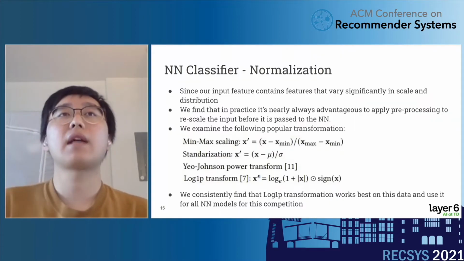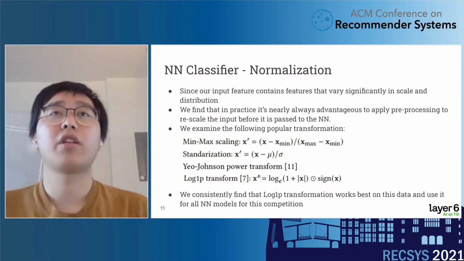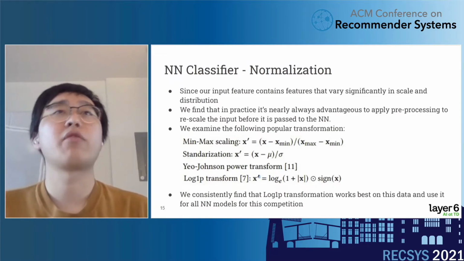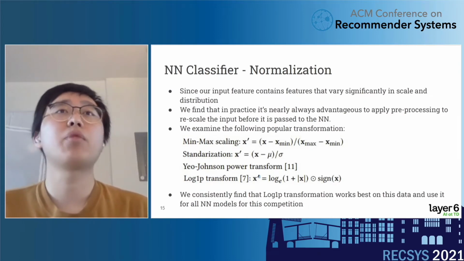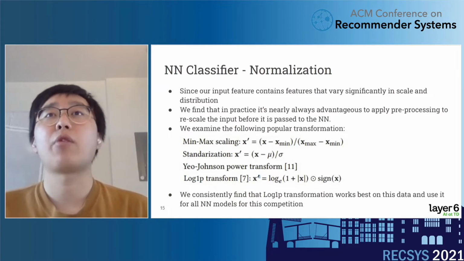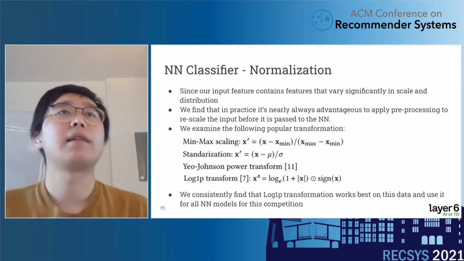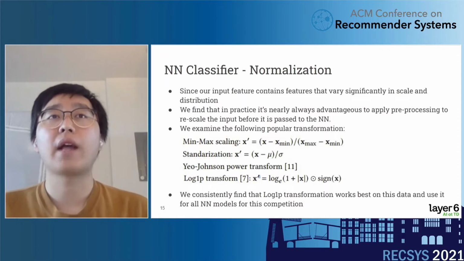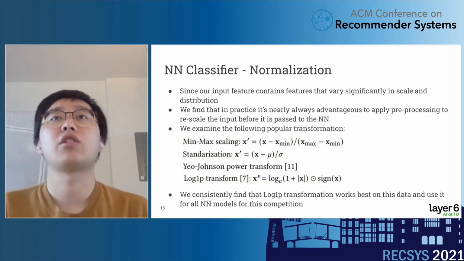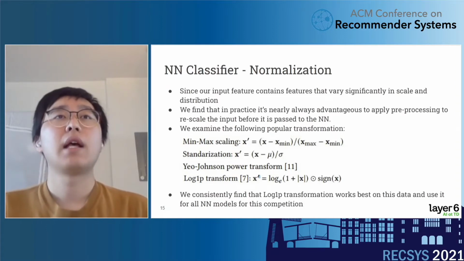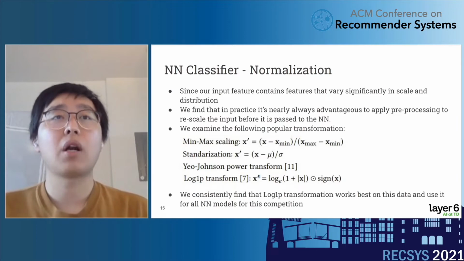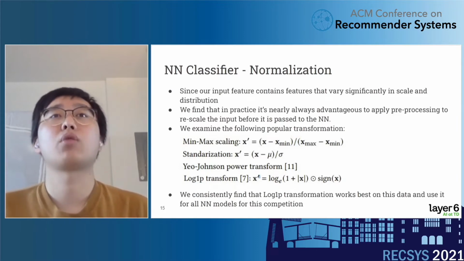So for the NN classifier, we use the same set of features, the same 443 4-feature group features as the XGBoost classifier. However, unlike XGBoost, since our input features vary significantly in scale and distribution, we find that in practice, it's nearly always advantageous to apply pre-processing to rescale the input before we pass it to the neural network.